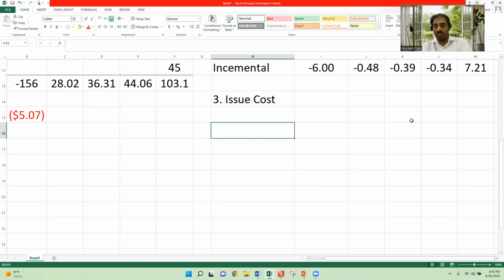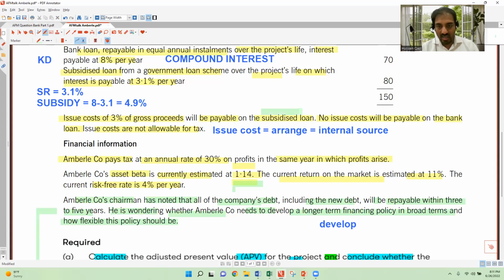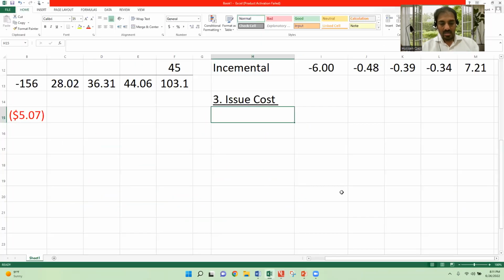The question related to the new scheme, although this is a part of the calculation, but after some minutes we will discuss how to handle the complete professional marks matter here. Now, about the issue cost. The very first thing: issue cost is about 3% of gross proceeds on the subsidized loan only.